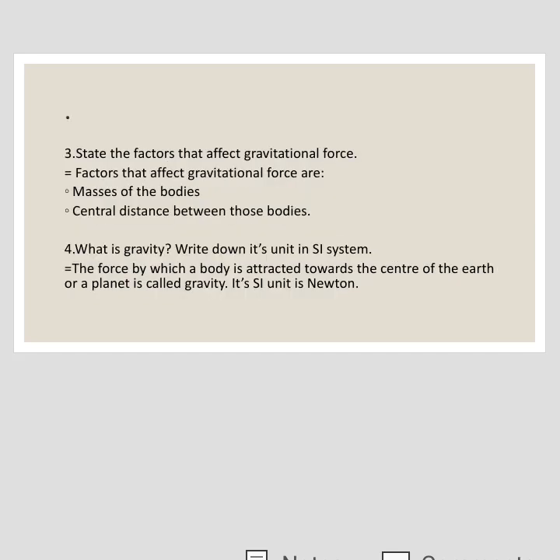Question number 3. State the factors that affect gravitational force. Here at first I would like to notify you all that we should write the formula for finding the causative factors. So the formula of gravitational force is F = G m1 m2 / d², where G is constant. Then the remaining m1, m2 and d are the factors. That's why factors that affect gravitational force are masses of the bodies and central distance between those bodies.